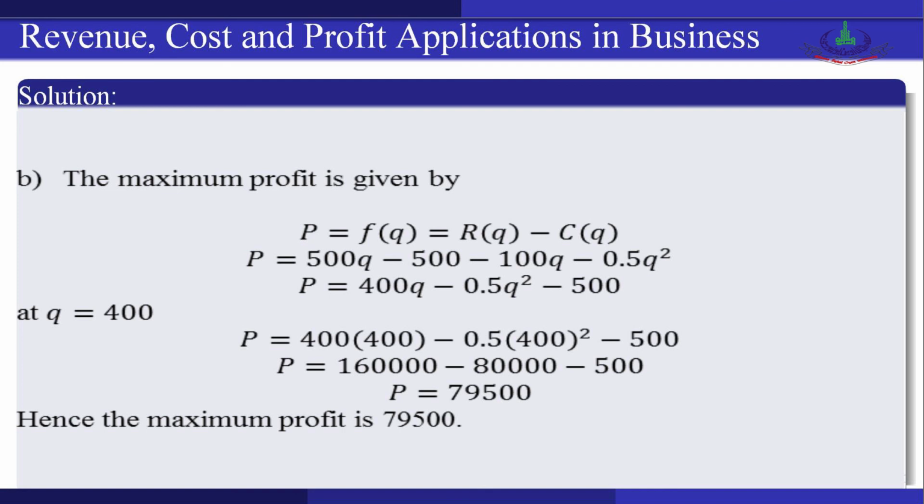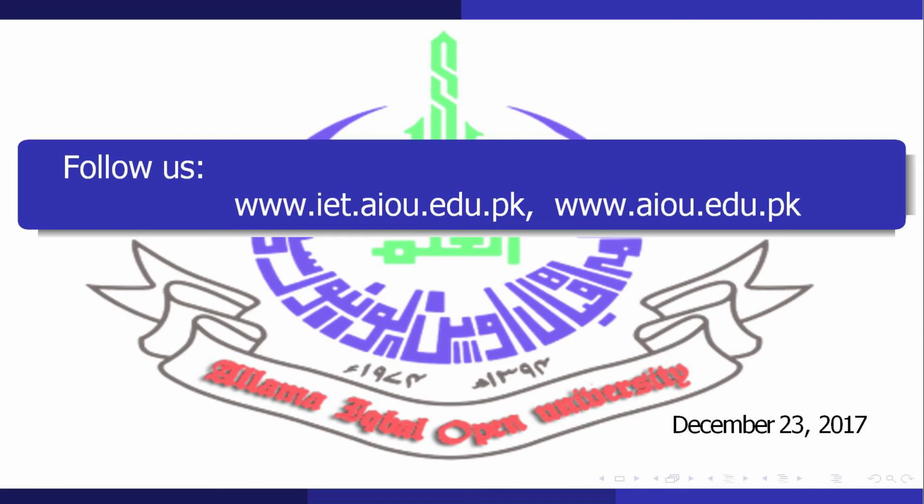Now we put Q is equal to 400 in the profit function and we get profit function equal to 400 multiplied by 400 minus 0.5 times 400 square minus 500, and after simplification we get P is equal to 79,500. Hence, we conclude that the maximum profit will be 79,500.